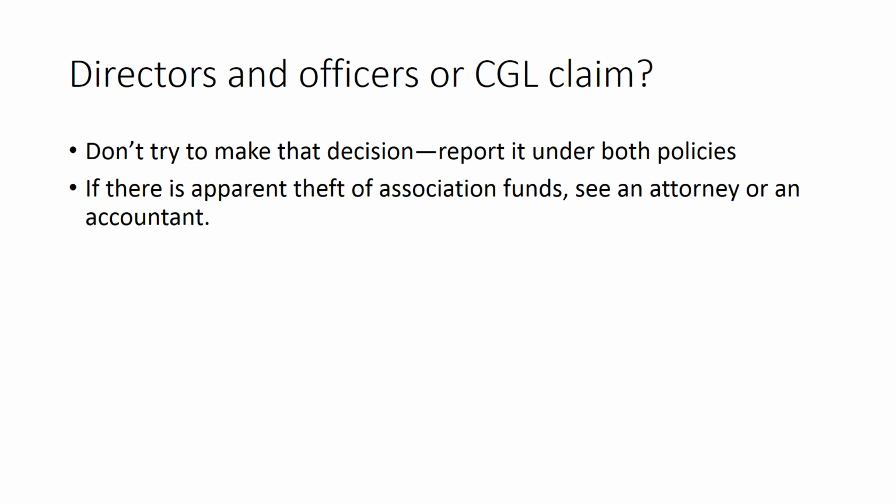And then on the Fidelity bond issue, if there is what appears to be theft of association funds, see an attorney or an accountant before doing anything else. Before you make a claim under the Fidelity bond, see an attorney or an accountant and make sure you understand what the situation is. Get somebody who can help you understand whether it is likely that there was a theft or not before you go off the deep end, accuse somebody of theft, etc., and report it to the Fidelity bond.